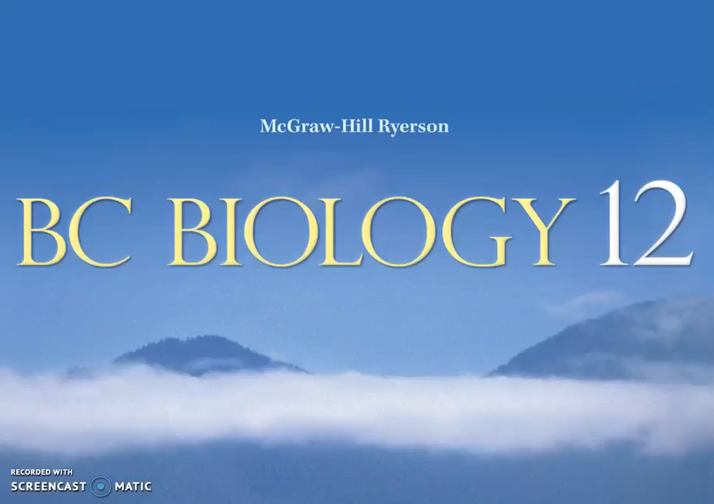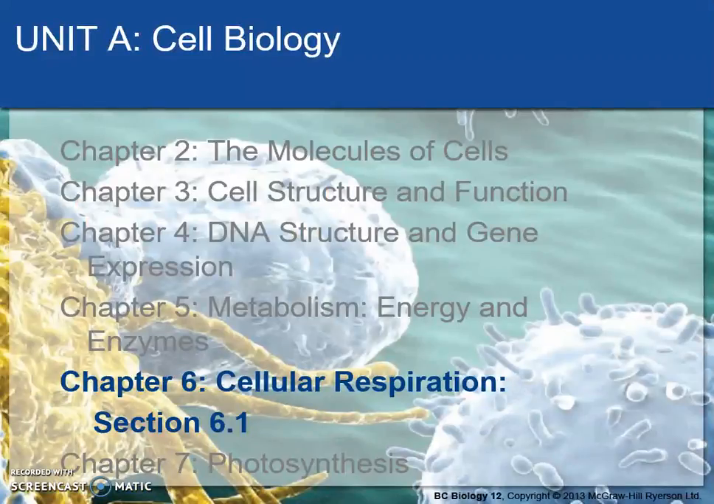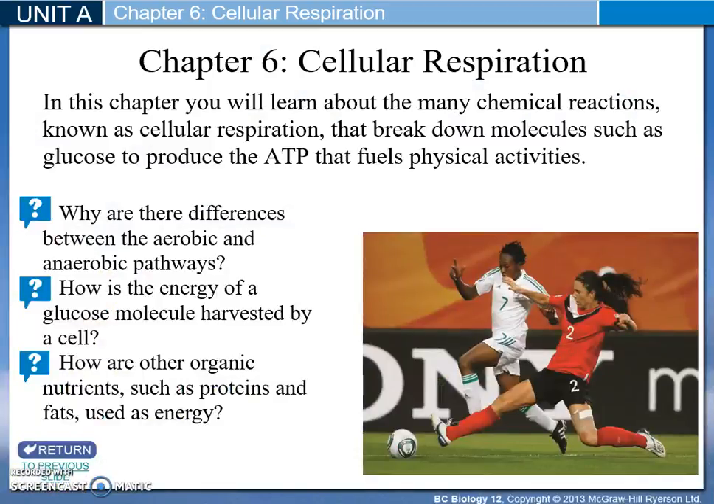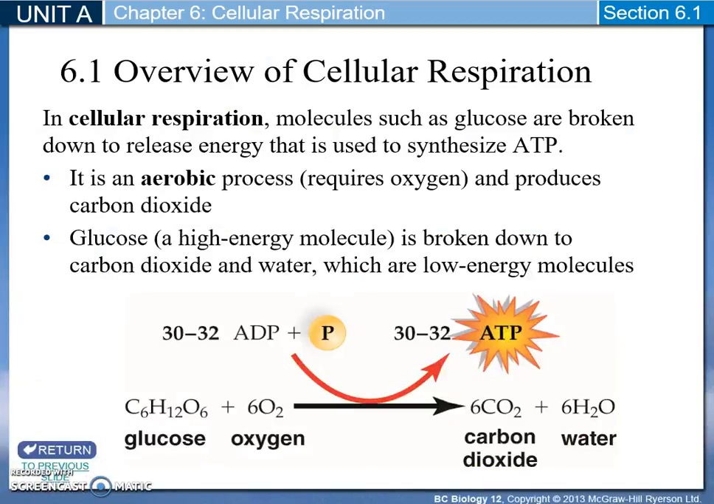This video is going to cover section 6.1, which continues our look at energy and respiration, as in how energy is derived for the cells. And so we'll take a brief overview of cellular respiration at this time. In cellular respiration, molecules such as glucose are broken down to release energy, which is then used to synthesize ATP.